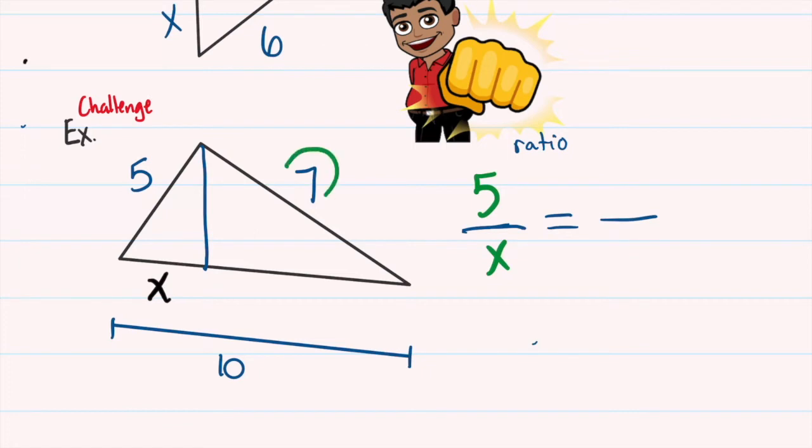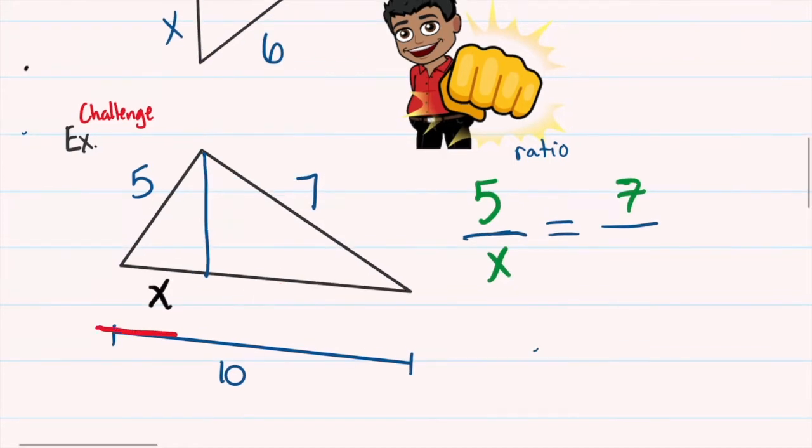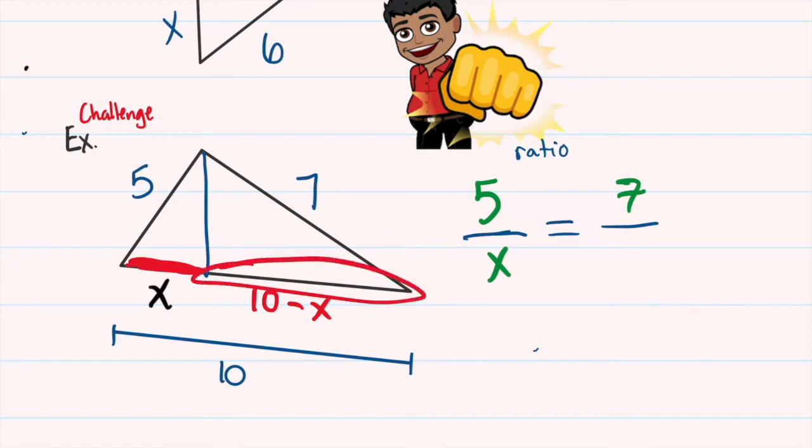And we could talk about this side over this side, which would be 7 over, well, what would the bottom be? Because we don't really know. We know the entire thing is 10, but we don't know this piece exactly. And this is where a lot of people get stuck. Well, think about it this way, guys. If we know the entire thing is 10, and we know this little piece is x, couldn't you just say this is 10 minus x? Because if you subtract this piece, all you're going to have left is the one you want.